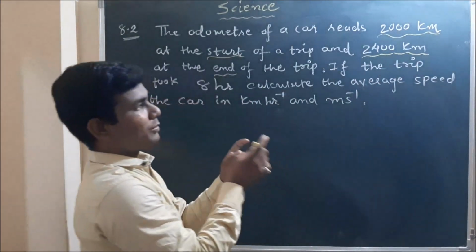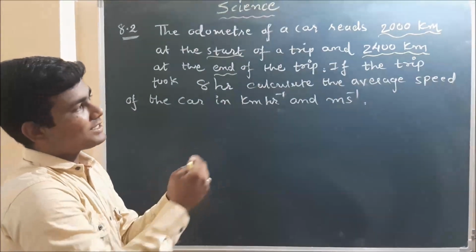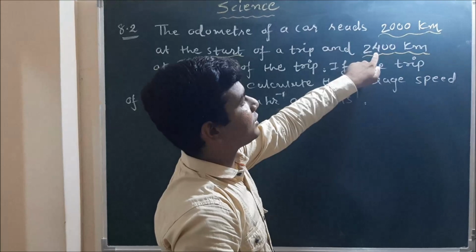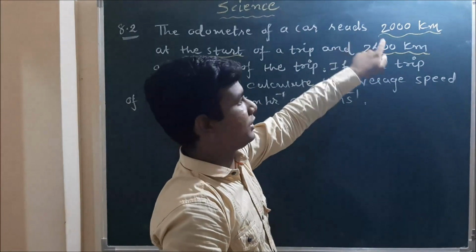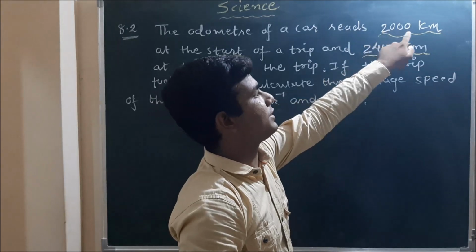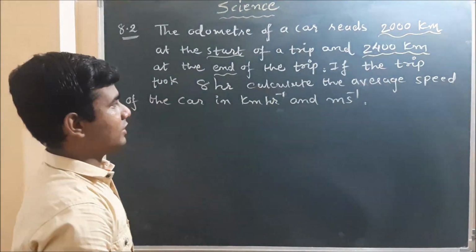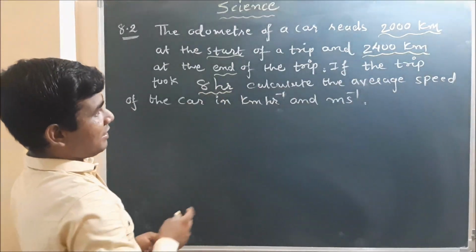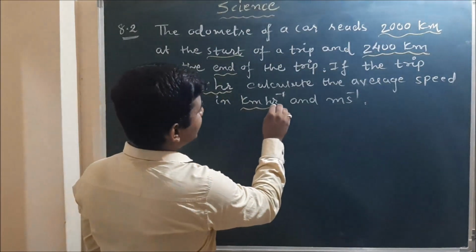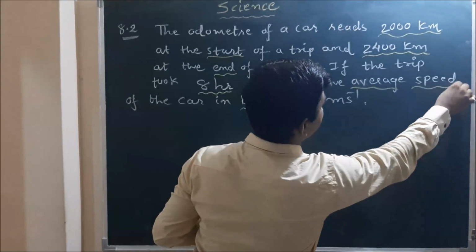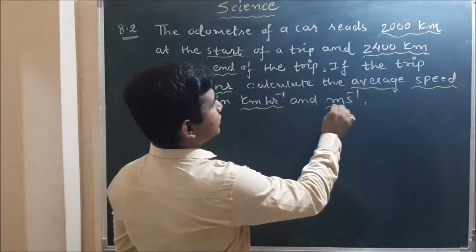Now it's very simple to find how much distance we have traveled. That will be our final position minus our initial position. It will be 2400 minus 2000. We will get 400 kilometer. And how much time is it taking? It is taking 8 hours. We have to calculate the average speed in kilometer per hour and also in meter per second.